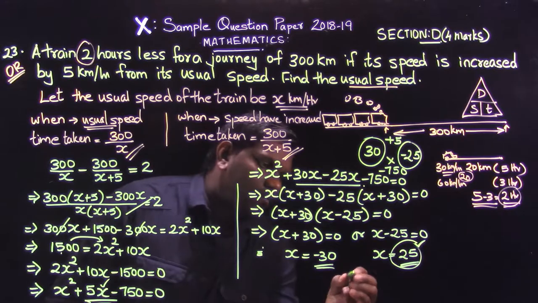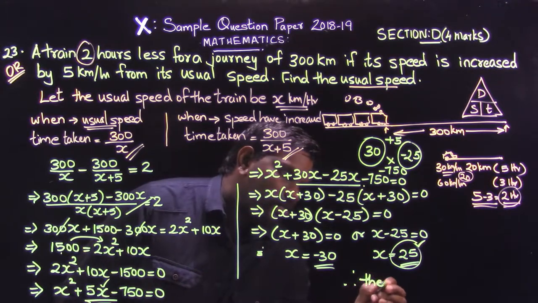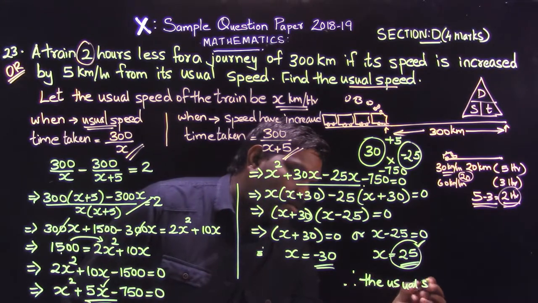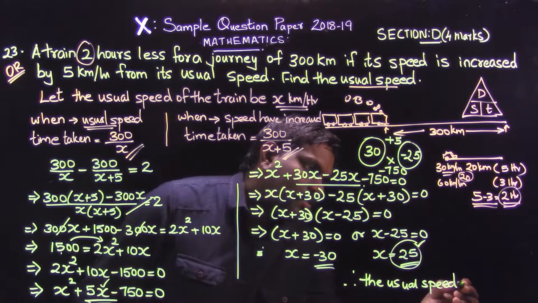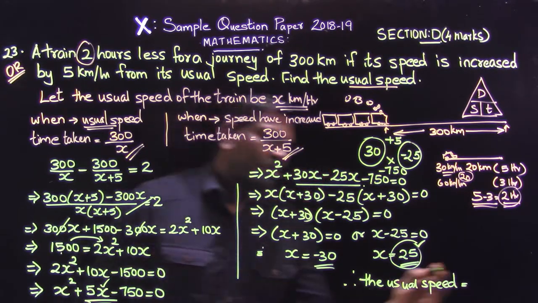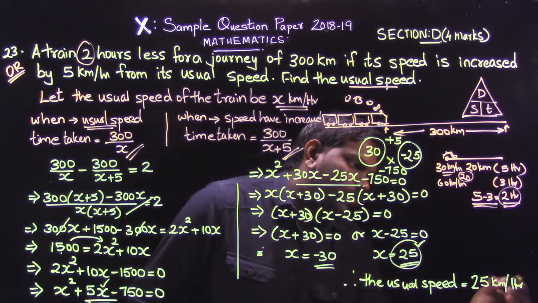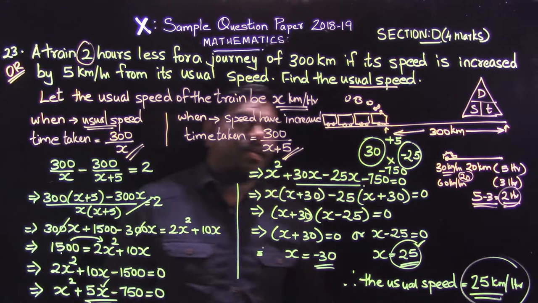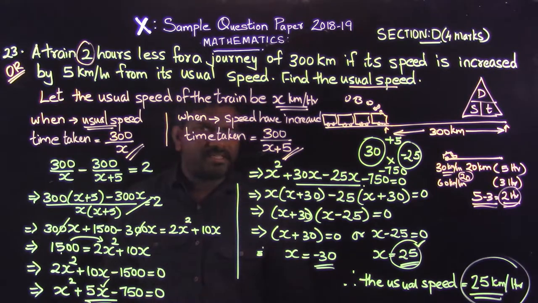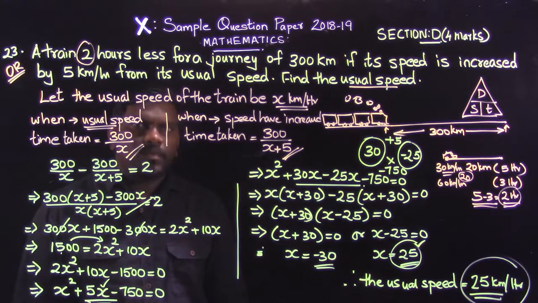So therefore, the usual speed is nothing but what? 25 kilometers per hour. Clear? This is the answer for my question number 20. Fine. I think it's pretty much clear.